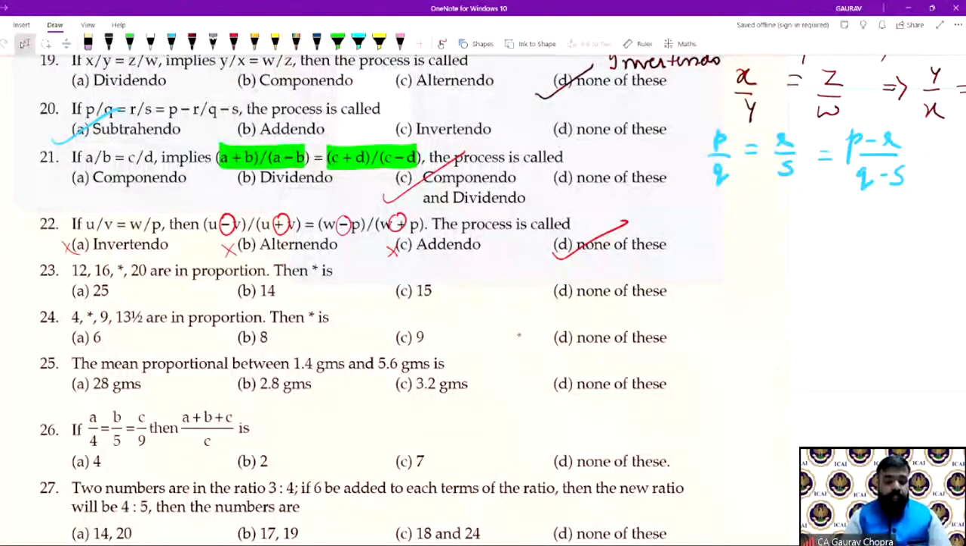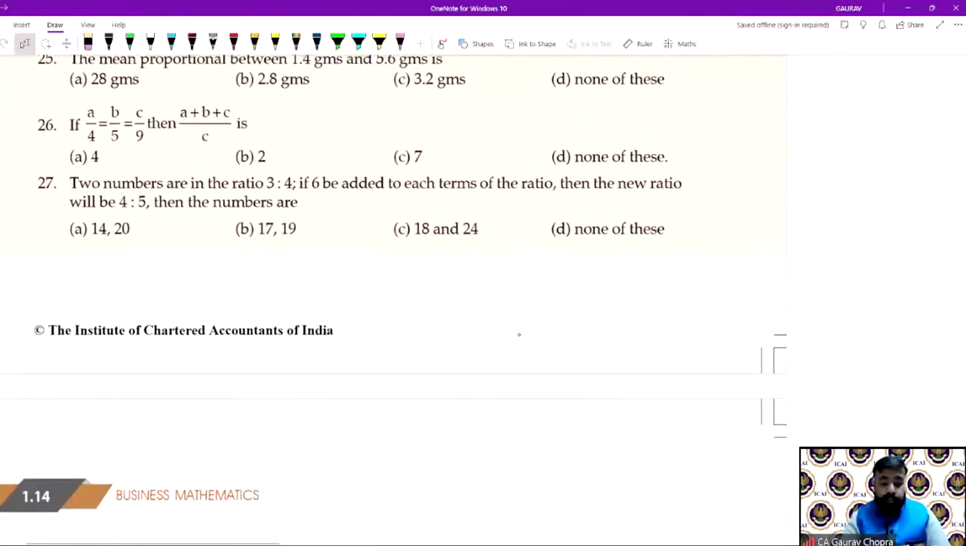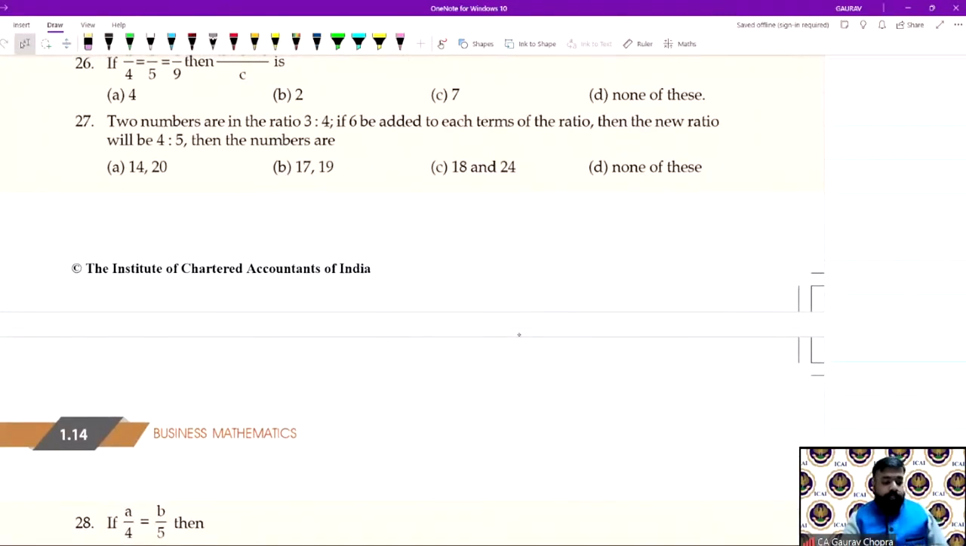Then 23, 24, 25 can be done easily. All we have done, many questions. 26 also we have done twice. Then 27.